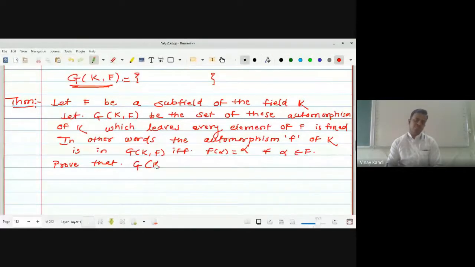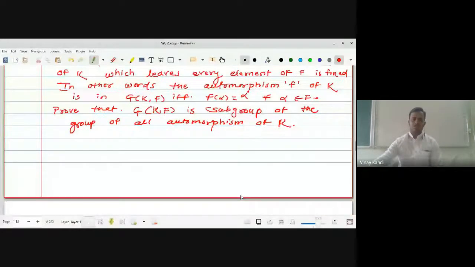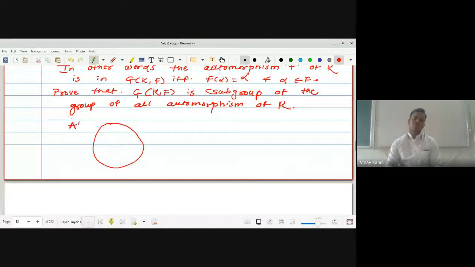This GKF is now a set, and we have to show it is a subgroup. This GKF is a subgroup of the group of all automorphisms of K. But the definition is not given. We have to prove that GKF is a subgroup of all the automorphisms of K. Pay attention. Suppose this is A of K, the group of all the automorphisms. So GKF is what? A subgroup of A of K.